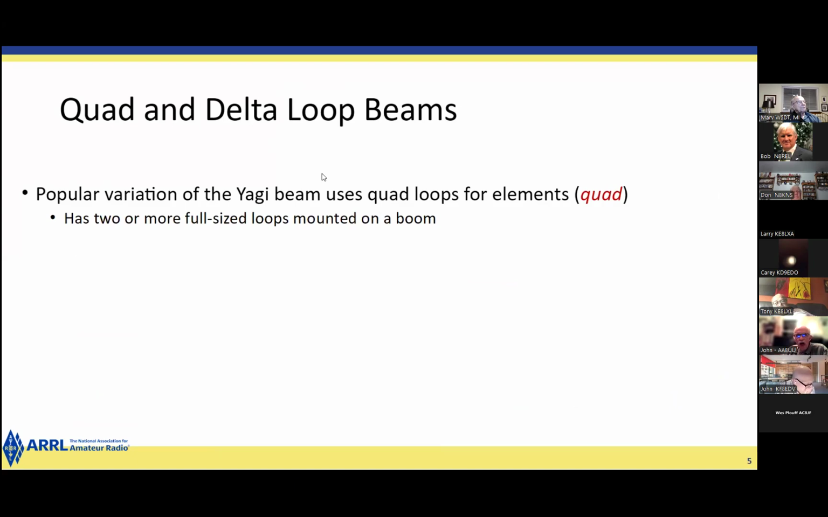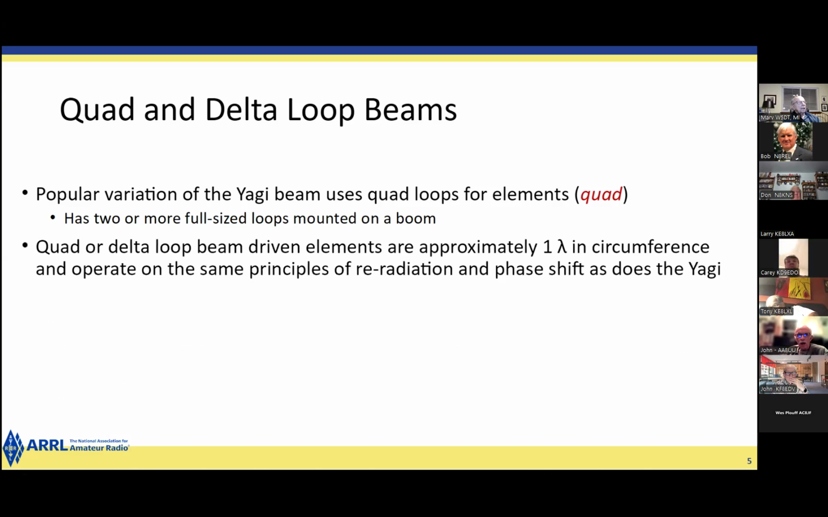Now quads and delta loop beams are a variation of the Yagi beam, and they are popular. They have two or more full-size loops mounted on a boom. The quad or delta loop beam driven elements are approximately one wavelength of circumference and operate on the same principles of re-radiation and phase shift as does the Yagi.